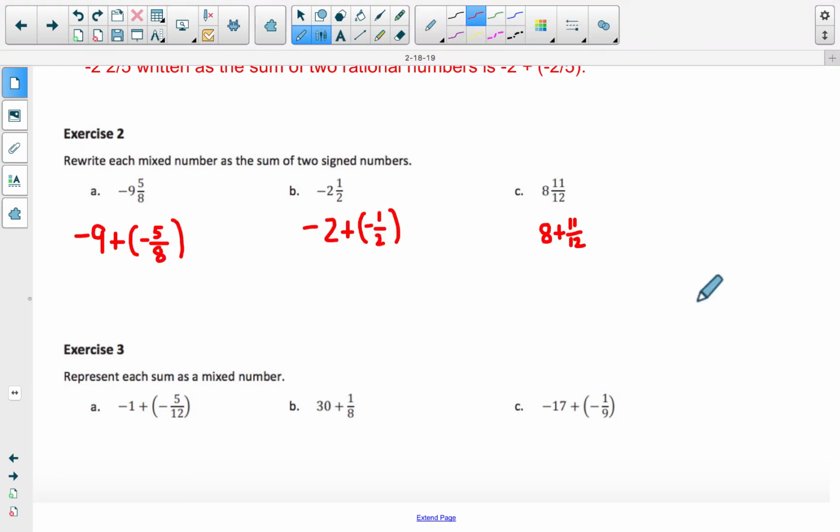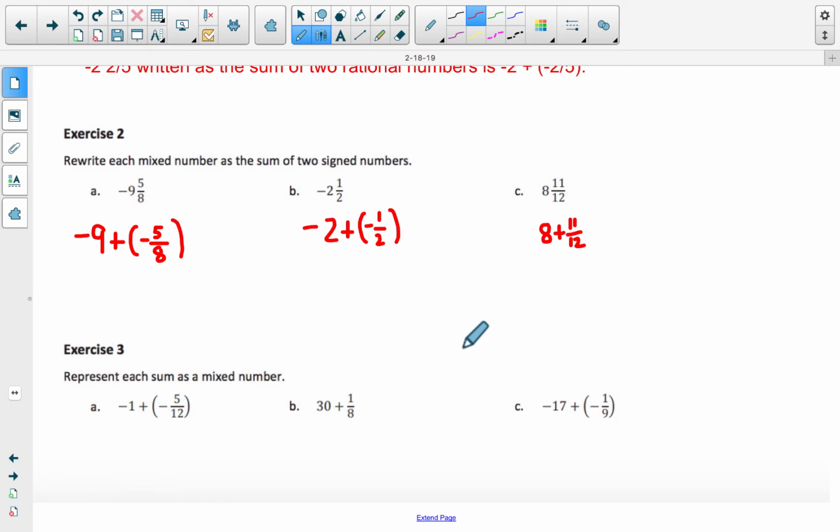For exercise 2, you see the answers you should have gotten here. Rewriting each mixed number as the sum of two signed numbers. Just keep in mind for A and B, if the entire mixed number is negative, that makes each part, when you split it apart, negative as well. So you notice the -9 is negative, and so is the -5/8. For B, the 2 is negative, but so is the 1/2. Now for C, if the whole number is positive, then both are positive.